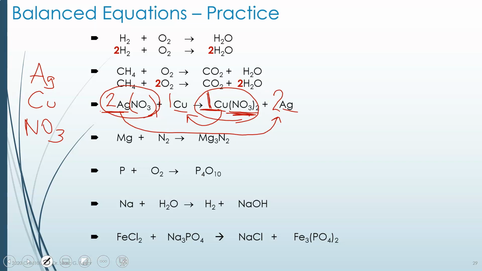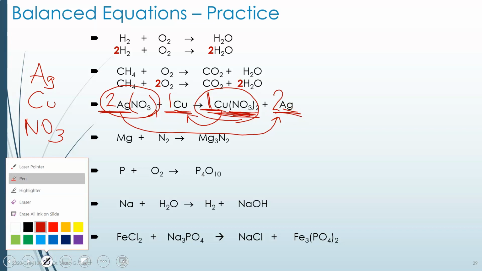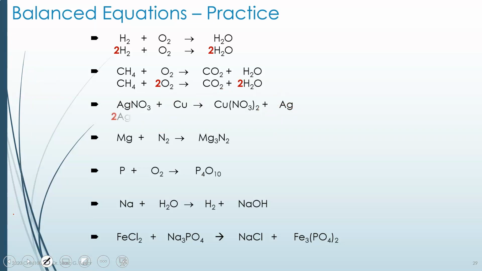And now I know that the final ratio is 2 silver nitrates plus 1 copper will give 1 copper(II) nitrate and 2 silvers. And I'll erase all these messy notes and show the answer here. And 2, 1, 1, 2, that's as simple a number ratio as I can get. I can't divide that by anything to make it simpler.